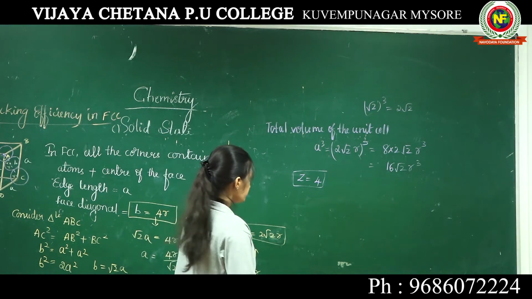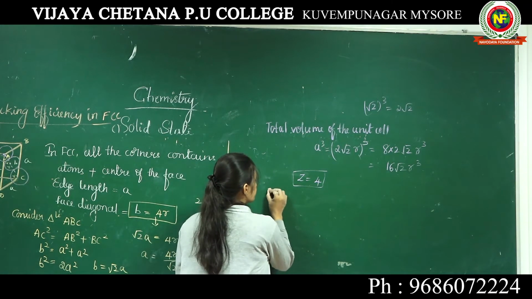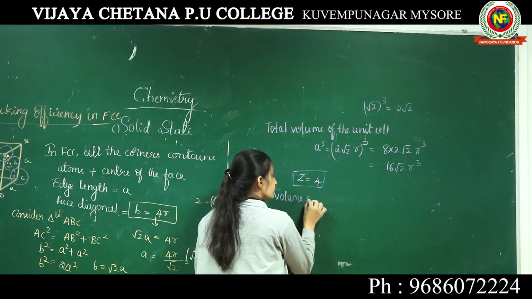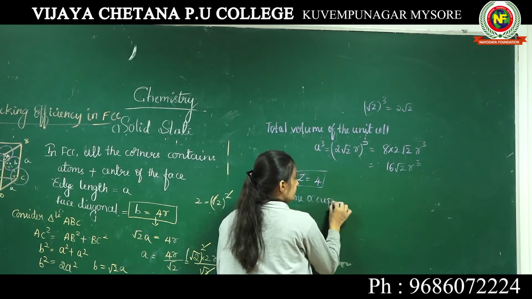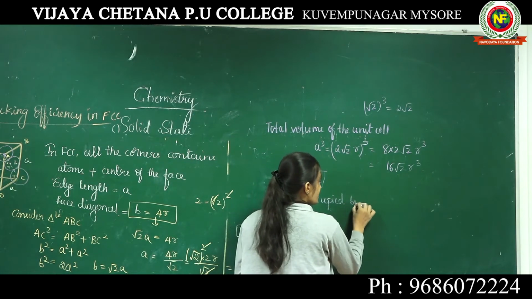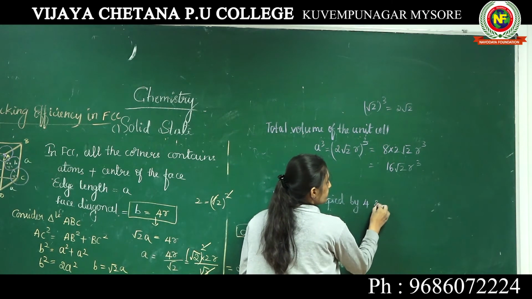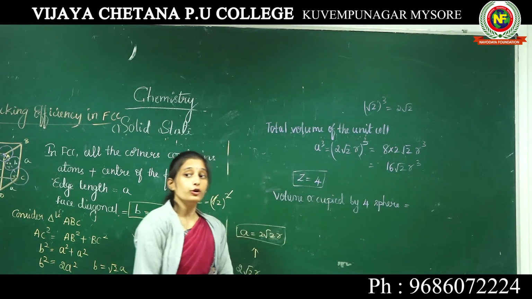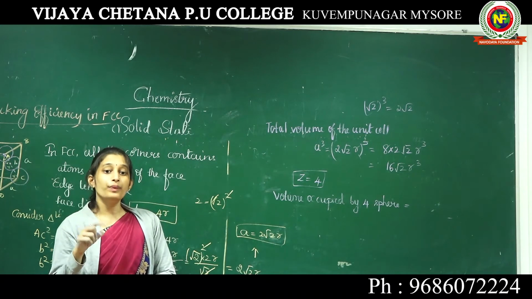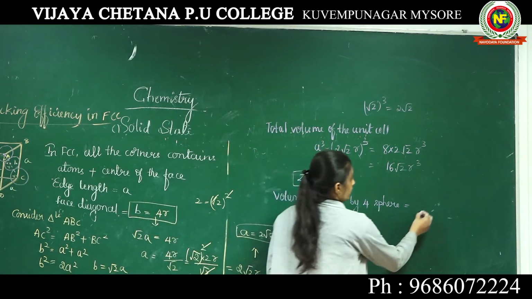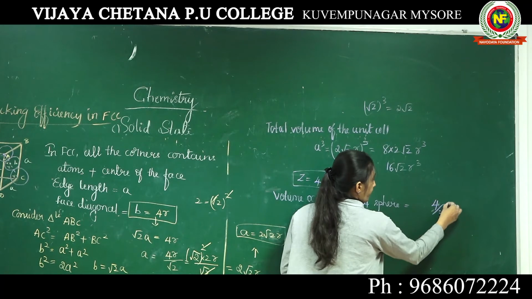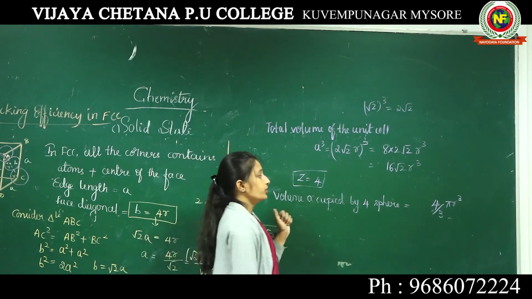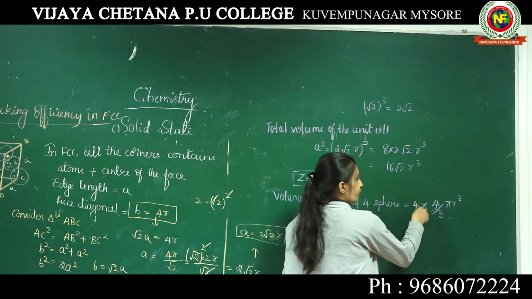Now, the volume occupied by 4 spheres. You know the volume occupied by 1 sphere is 4 by 3 pi r cube. How many atoms are there? 4. That's why I am going to multiply by 4.